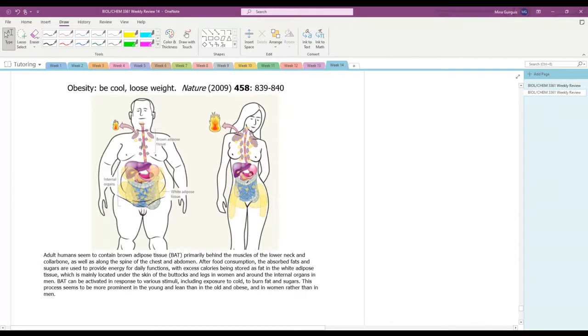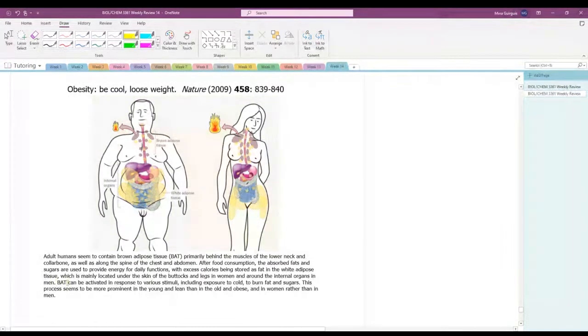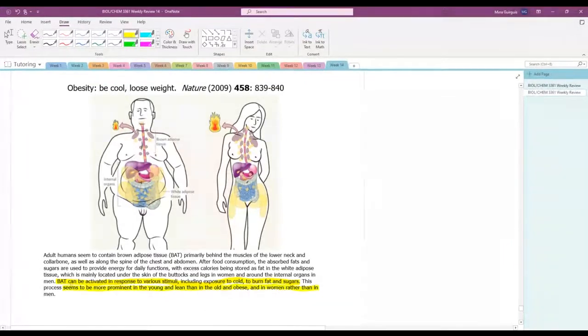basically, fat is stored in white adipose tissue. Okay. Brown adipose tissue can be activated to burn fats and sugars. So I'm just going to highlight this last part at the end. BAT can be activated in response to various stimuli, including exposure to cold, to burn fat and sugars. So it's good for us. Now the process seems to be more prominent in the young and lean than in the old and obese, and in women rather than in men.